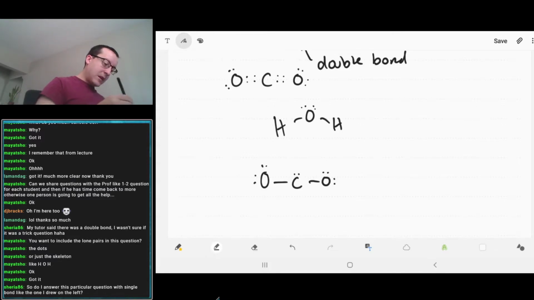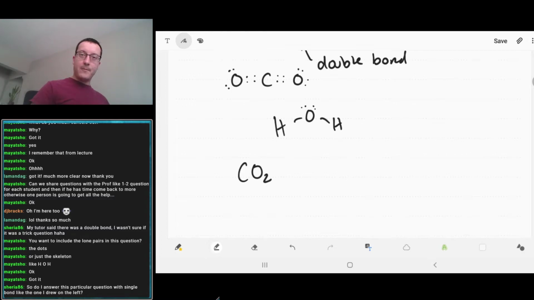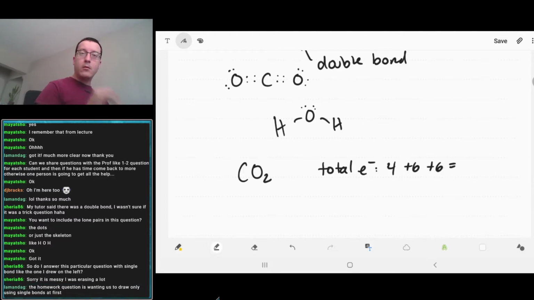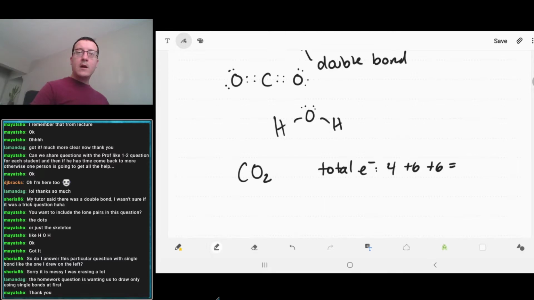But let's go over how to do the structure. Actually, let's just do carbon dioxide again. Okay, carbon dioxide. Lamonda is pointing out that this particular homework assignment is asking you to do it step by step. We learn these as like 5 or 6 steps, and this question is asking you to do one step at a time.